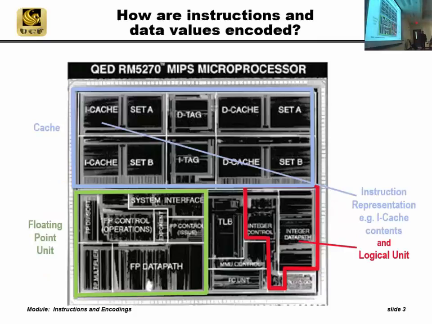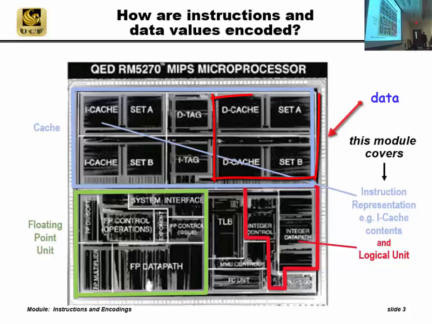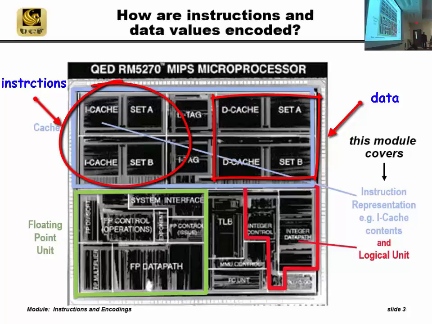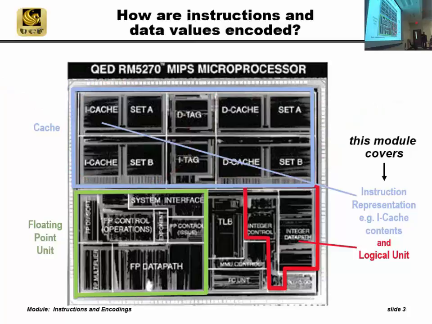So where are we? If we look at the chip, we're talking here about data and instructions. Data, when we talked about storing bytes, is going to be somewhere in the cache. We're explaining what these mean. There's a data cache and instruction cache. Okay, we'll talk about that. And the logical unit is how we're processing these.